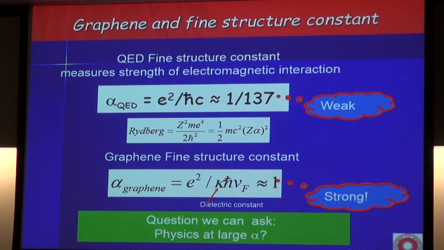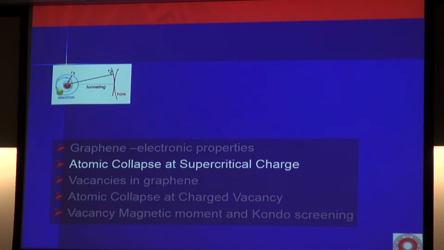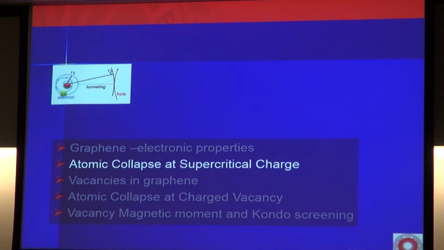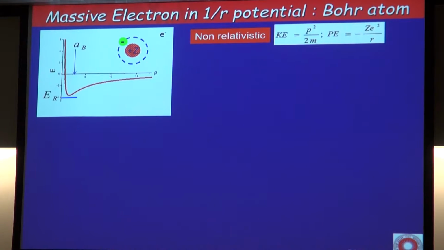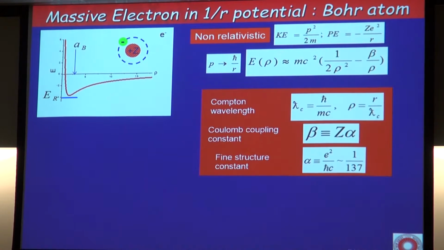So how do we do that? I'm going next to discuss a little bit of what you expect to see when alpha is large. So let me start with the Bohr atom. You have a massive electron in a 1 over r potential. You write the total energy. You throw in some quantum mechanics.